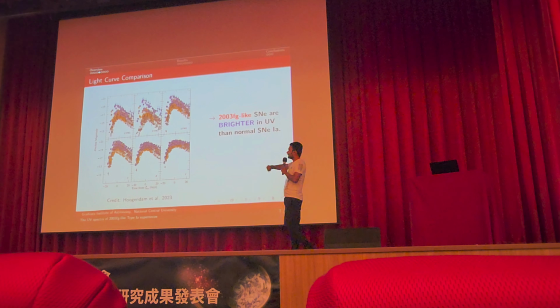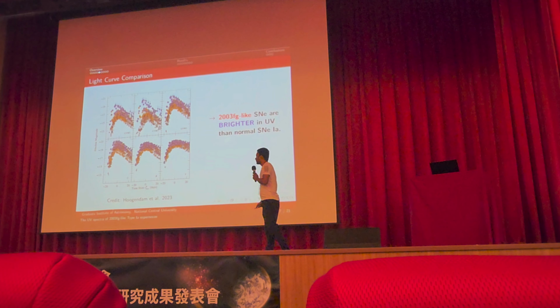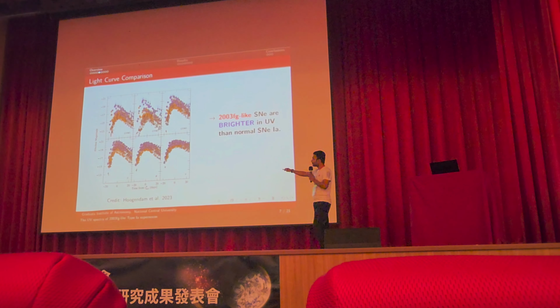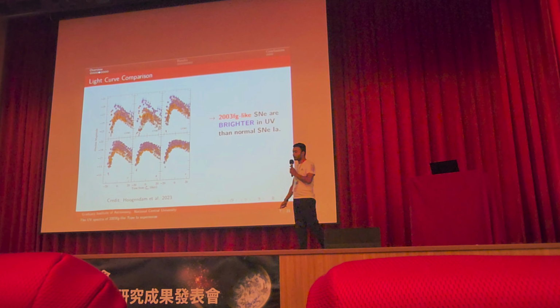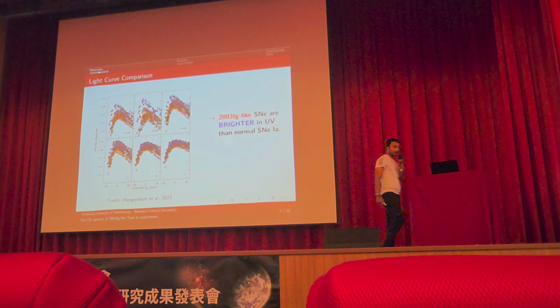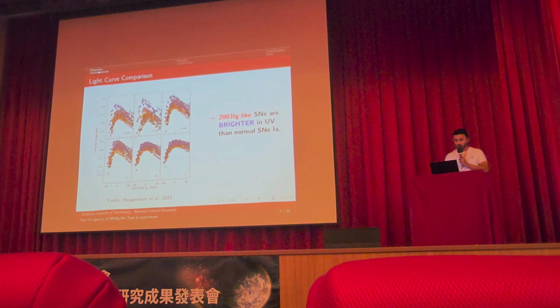In the UV, you can see that they are clearly overluminous compared to normal Type Ia. But in the optical, they are luminous, but not so significantly brighter compared to normal Type Ia. But in the UV, they are overluminous.